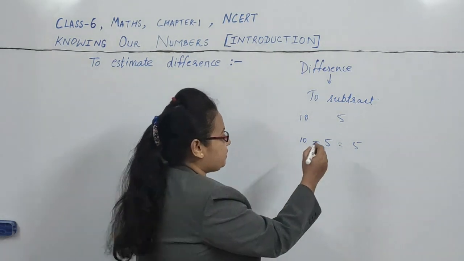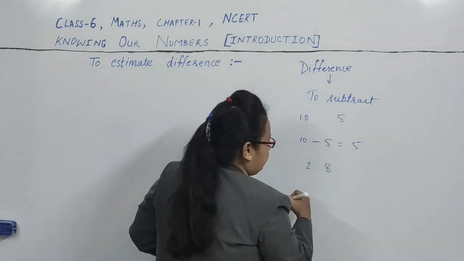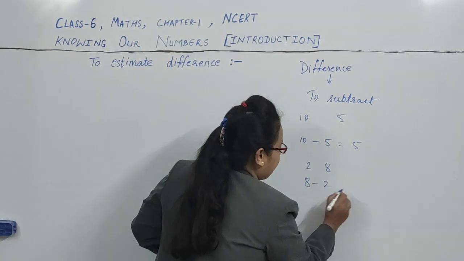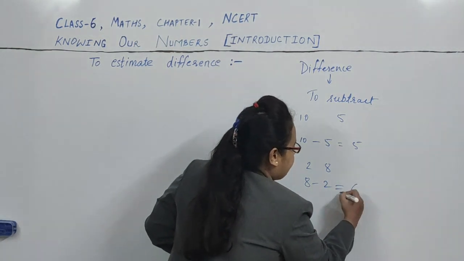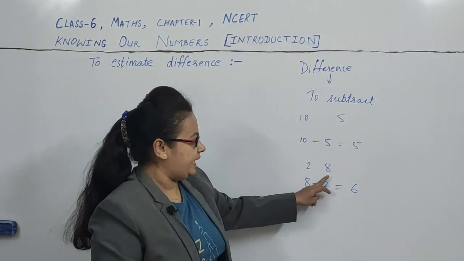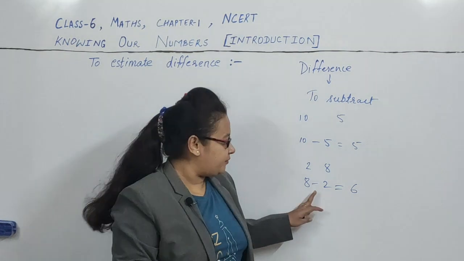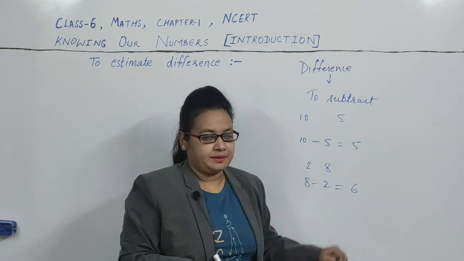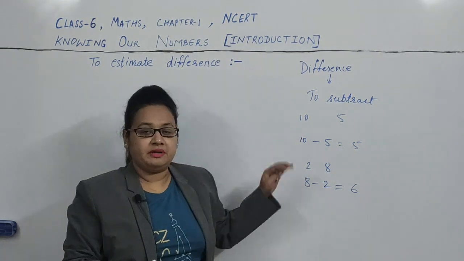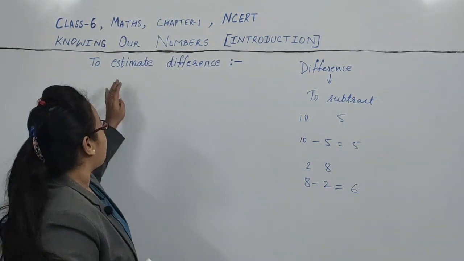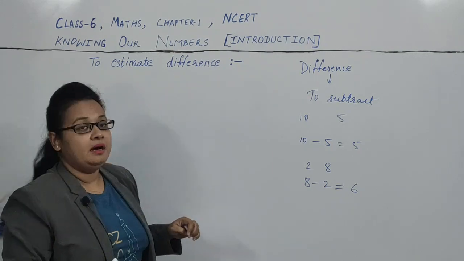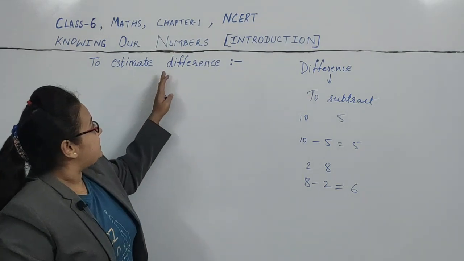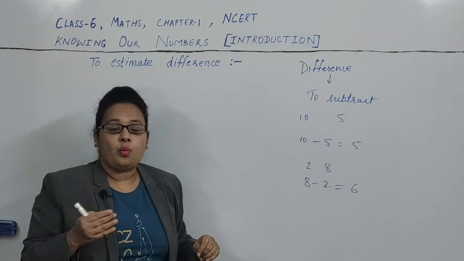What is the difference between 2 and 8? It means we have to subtract 2 from 8. We get 6. So the difference between 2 and 8 is 6. It means we subtract the smaller number from the bigger number and we get the answer. This is known as difference. Difference means to subtract. So here we will find the estimated difference. So what is the need?